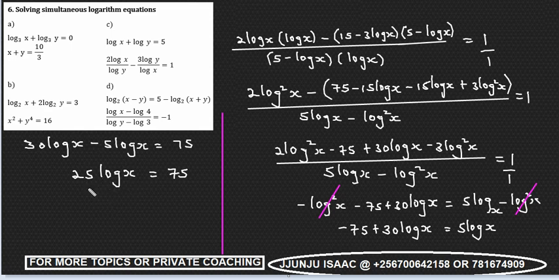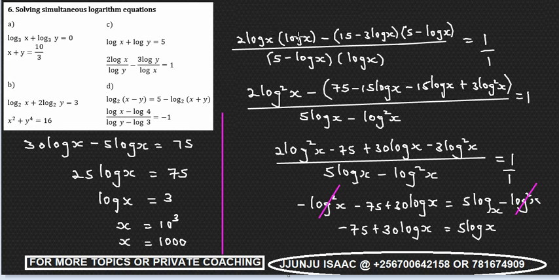Okay, so now from here we see that log x is equal to 75 divided by 25, giving us 3. This is log x. So log x, x will be equal to 10 power 3 and x is going to be 1000. That is x. We need to find x.